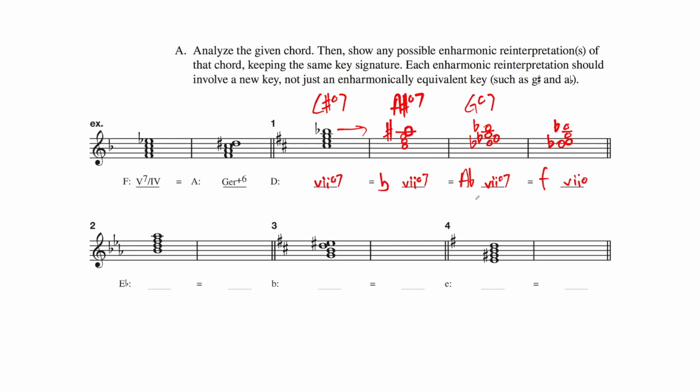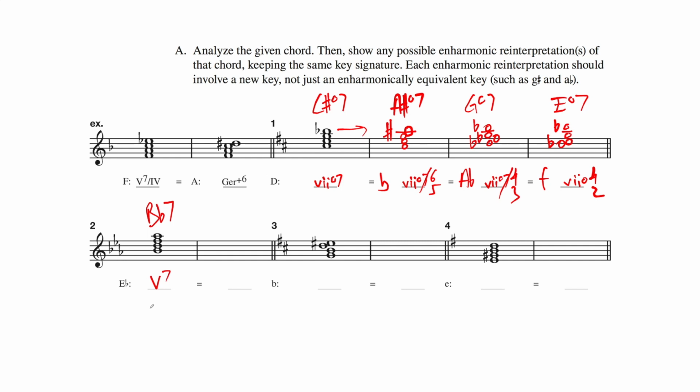By the way, I didn't care about bass positions. Actually, we should care about them. The first one is 6-5, and the second one is 4-3, and the third one is 4-2, and this is E diminished 7. Let's do the second one. It is a B flat 7 chord, and this is V7 in E flat major.